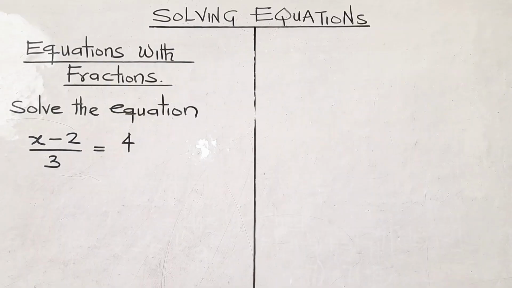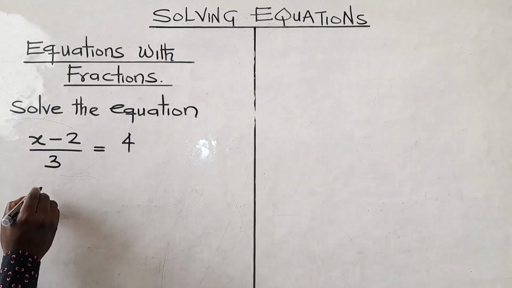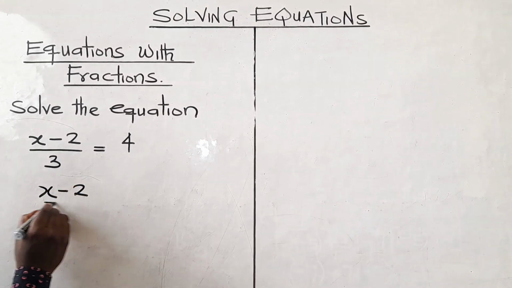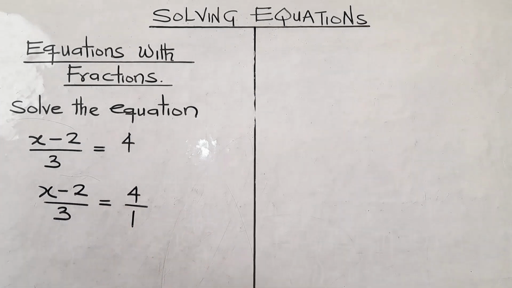Now let's look at equations with fractions. Solve the equation x minus 2 over 3 equal to 4. Now, remember, you have two fractions. This is a fraction, and this is also a fraction because it can also be written this way: x minus 2 over 3 equal to 4 over 1. So this is also a fraction.